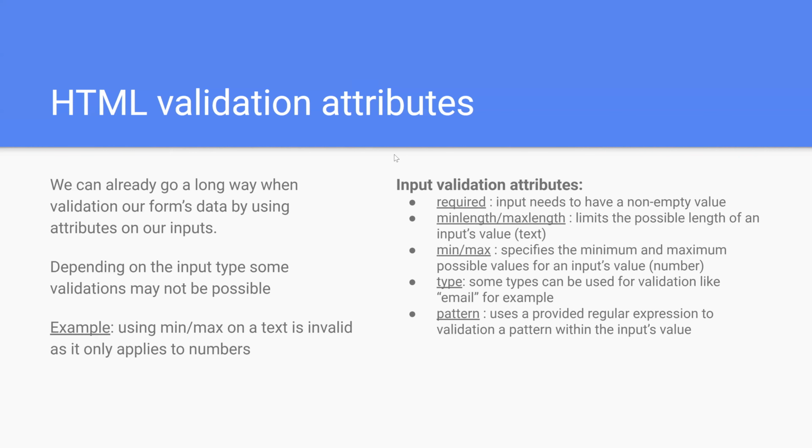Pattern is also a good one, while being the most complex to use. It allows for the most freedom, since we'd be giving it a regular expression and validating a pattern within the input's value. That's really interesting because you can do a lot with regular expressions, while they're not easy to manipulate. For example, if you're enforcing a serial number format and you want a specific sequence of numbers and letters, you do it with the pattern attribute.